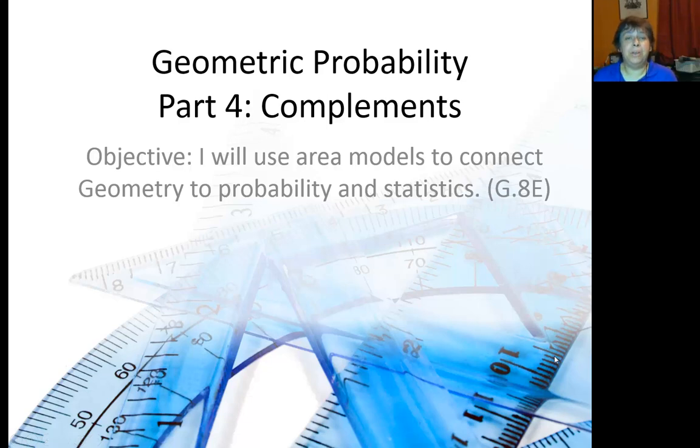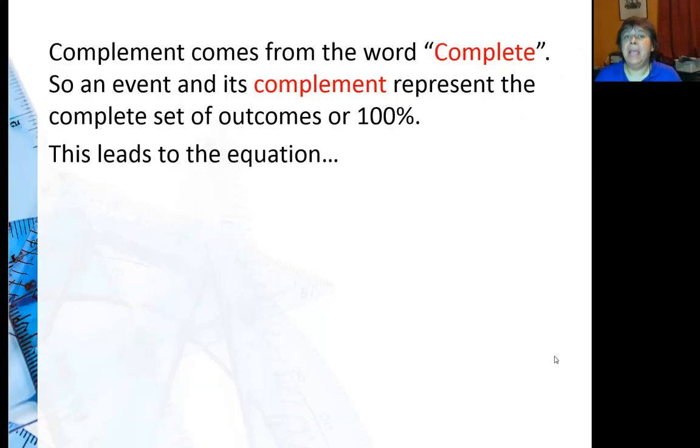And now to finish off this part of geometric probability, we're going to talk about complements. And I don't mean complimenting how you look. Complement actually comes from the word complete. If you ever heard the phrase, "that complements your outfit," it means it completes the outfit, it fits in and fills in what was missing. So that means that an event and its complement represent the complete set of outcomes, or 100%.